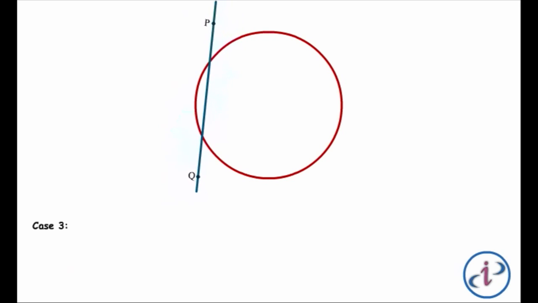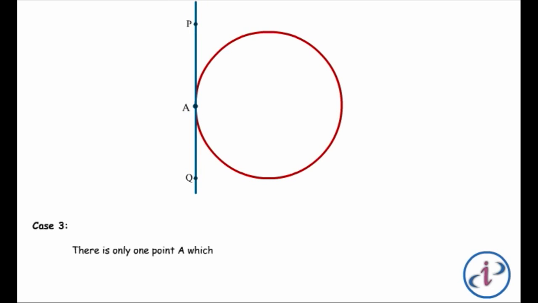Case 3. There is only one point A which is common to the line PQ and the circle. In this case, the line PQ is called a tangent to the circle.